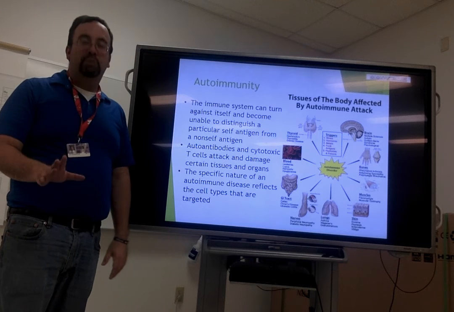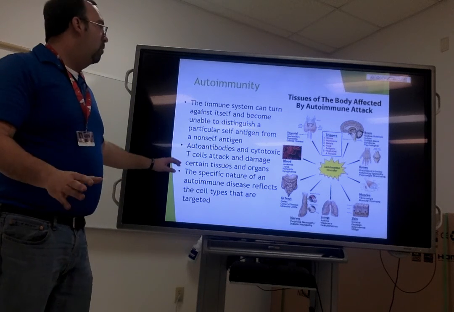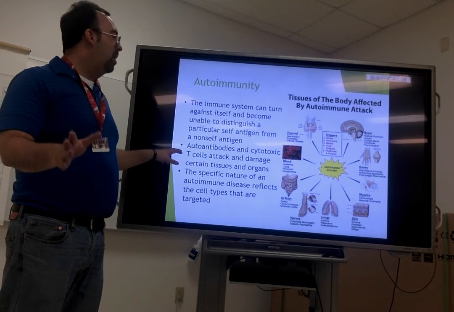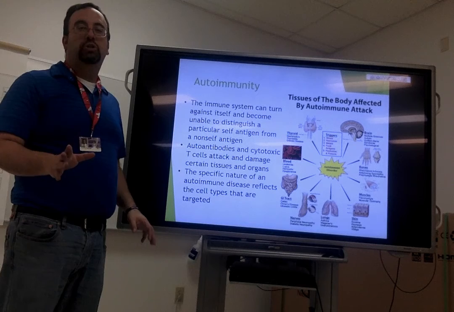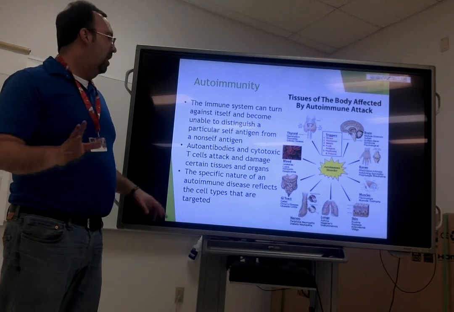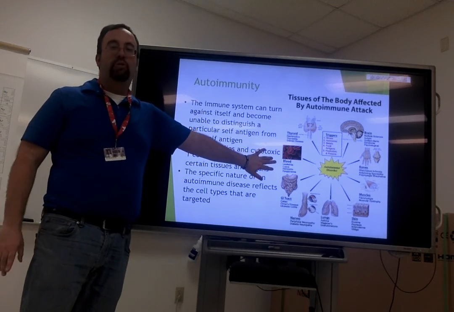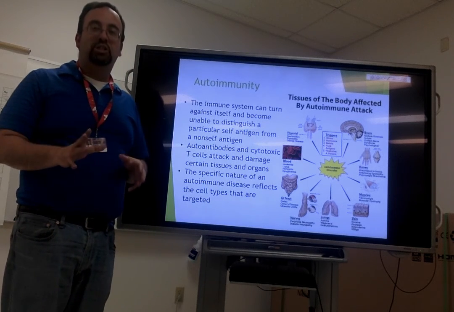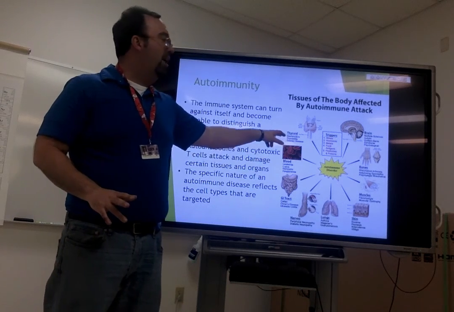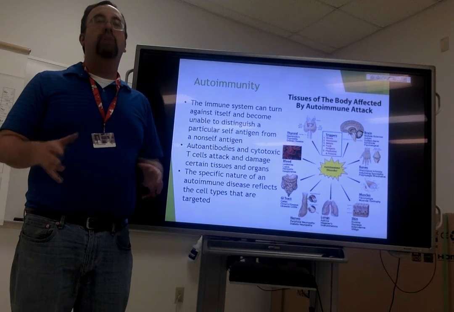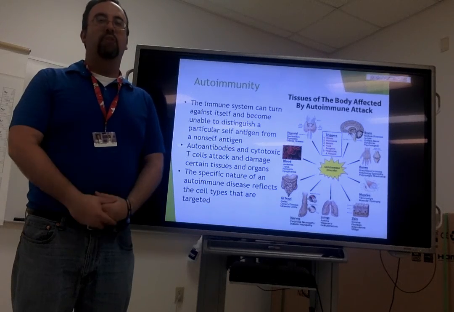And in fact, most people who have AIDS don't actually die from AIDS, but they die from other common diseases. What happens in the case of autoimmune disease, we have autoantibodies and cytotoxic T cells that will attack and damage certain tissues and other organs. The specific nature of an autoimmune disease will reflect the cell types that are targeted. I'm not going to go through all of these, but a lot of the conditions that you might have heard of, such as leukemia or celiac or asthma, Graves' disease, a lot of these diseases are related to a problem with your immune system. And so that is why we always have to be on the watch out for that.